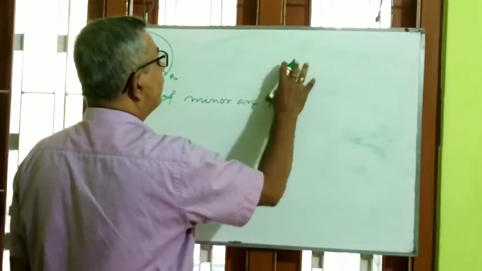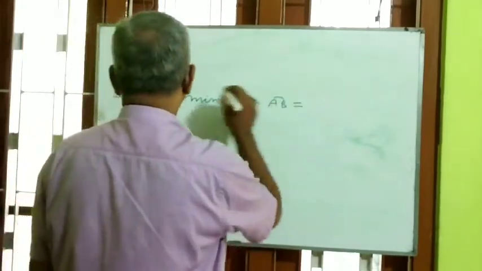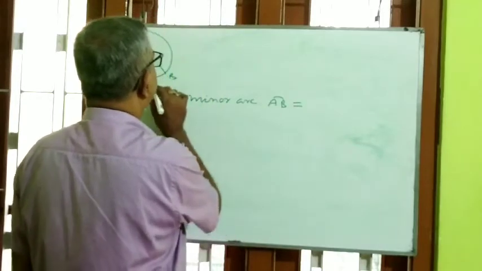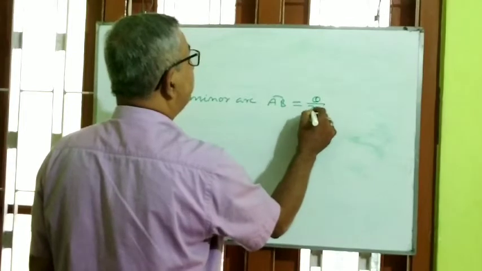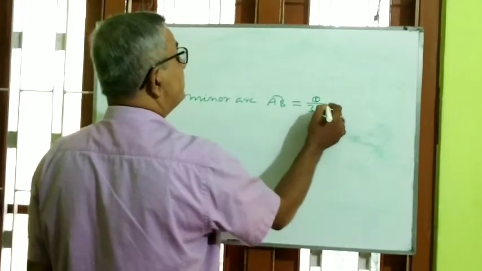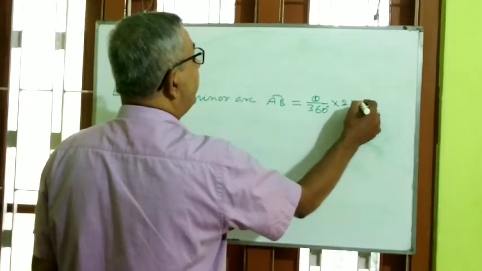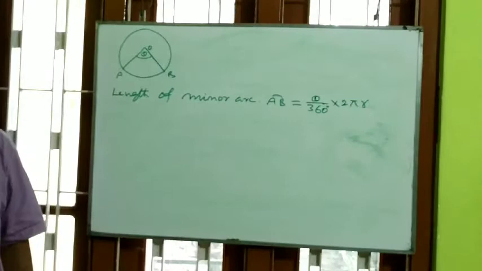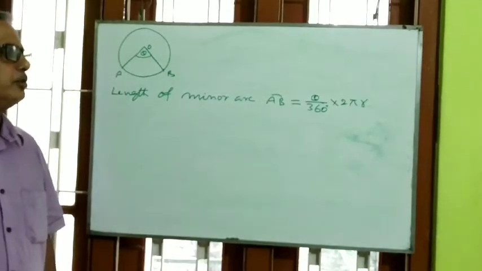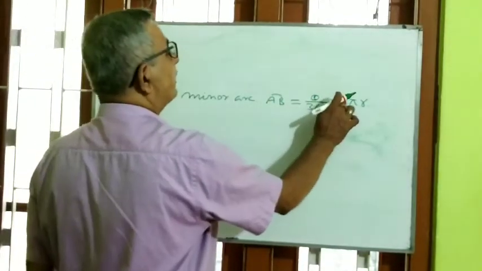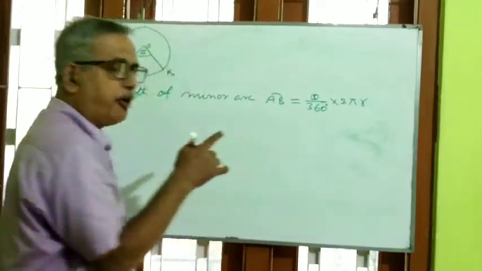What is the definition of the formula? You can write like that: theta by 360 degree into 2 pi r. This is the formula. What is the formula? Theta by 360 degree into 2 pi r. 2 pi r means what? Circumference. So you can cut it also. How did it come? Do you understand?